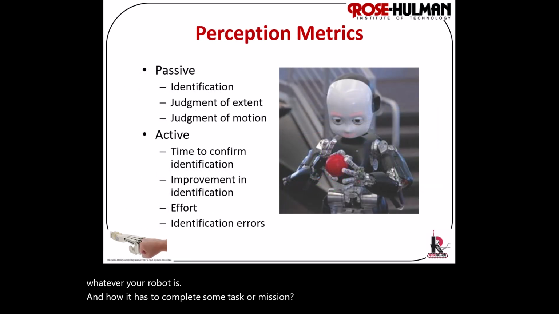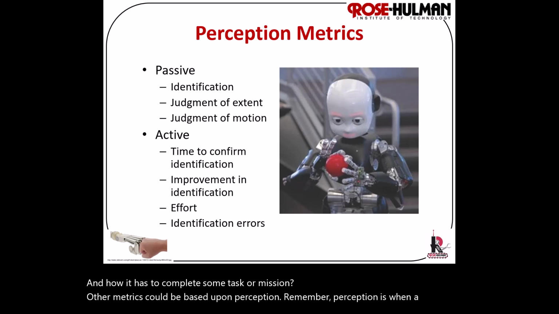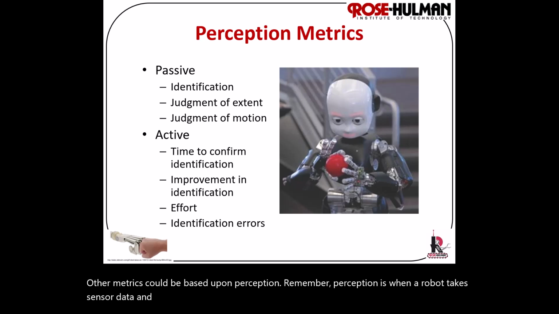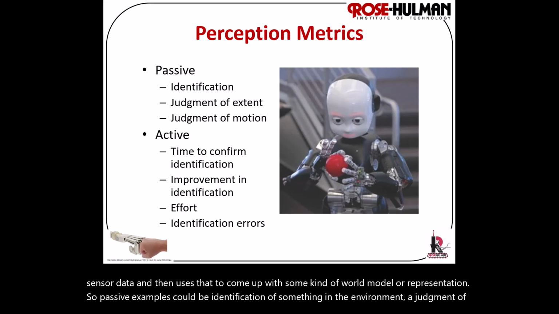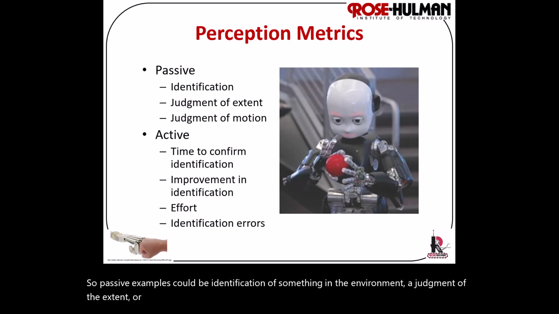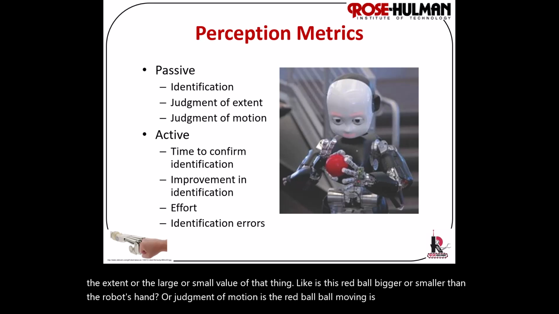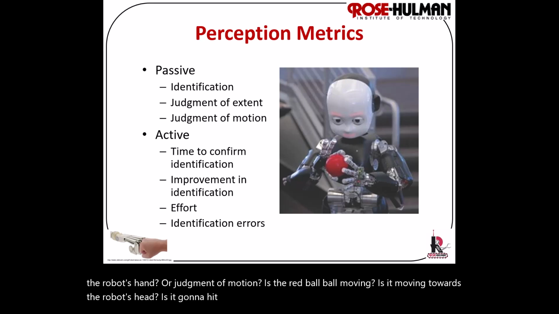Other metrics could be based upon perception. Remember, perception is when a robot takes sensor data and then uses that to come up with some kind of world model or representation. So passive examples could be identification of something in the environment, a judgment of the extent or the large or small value of that thing, like is this red ball bigger or smaller than the robot's hand, or judgment of motion. Is the red ball moving? Is it moving towards the robot's head? Is it going to hit the robot, etc.?